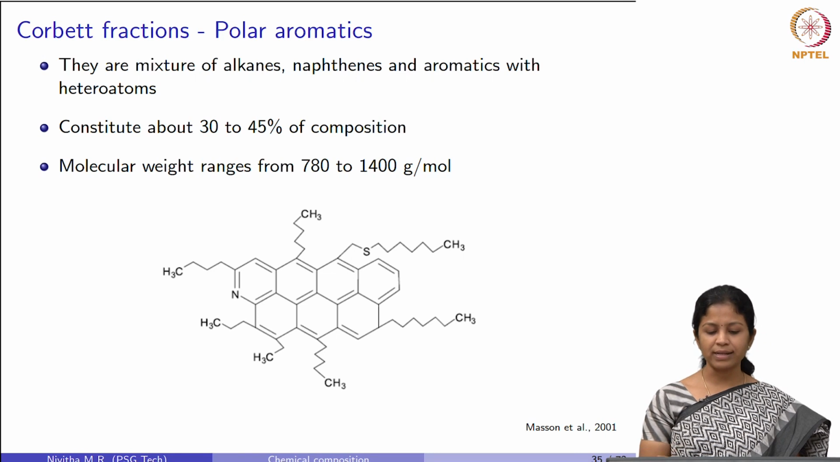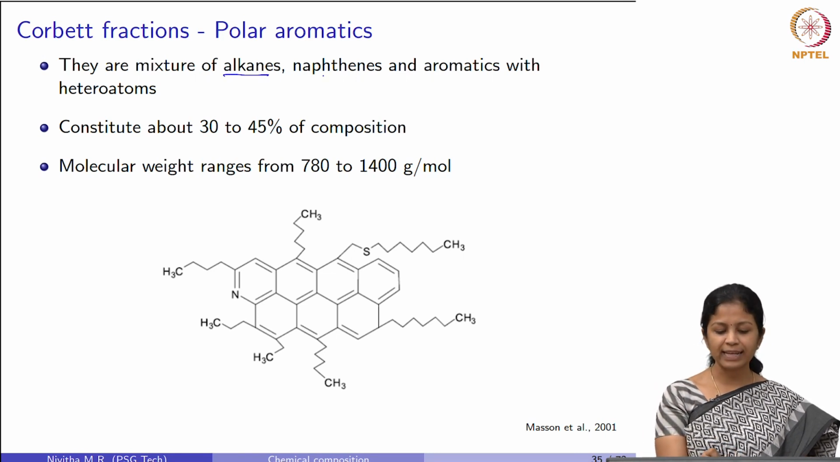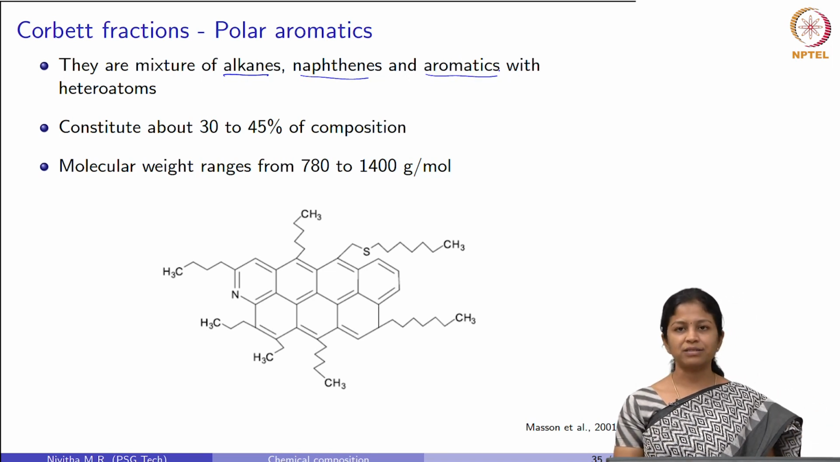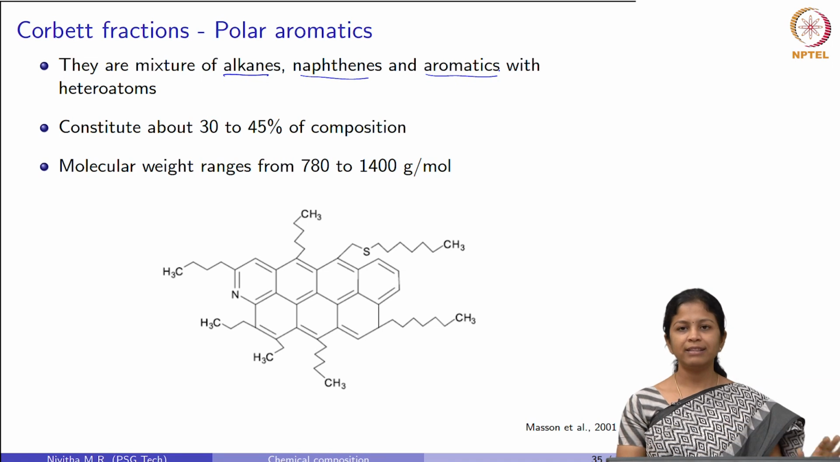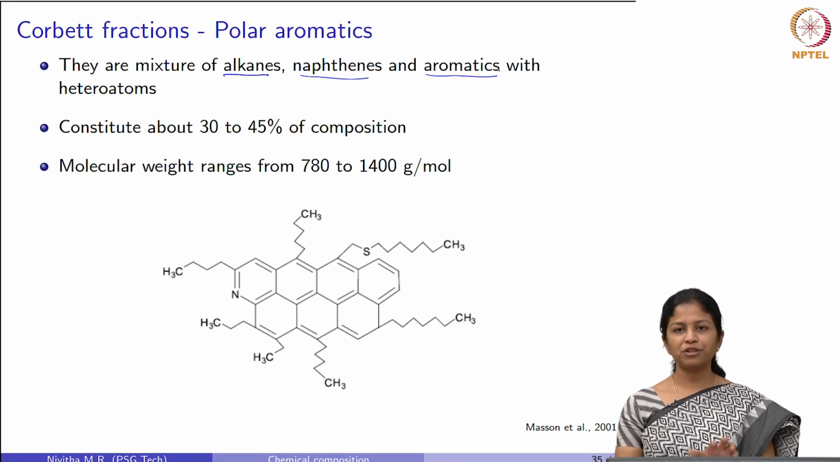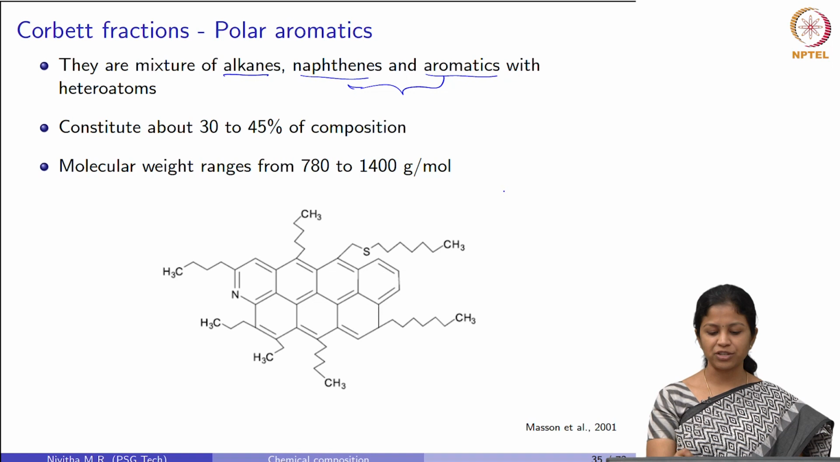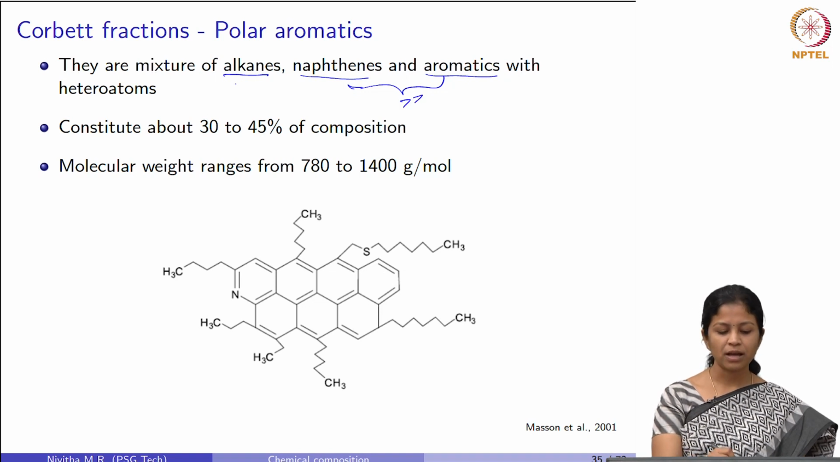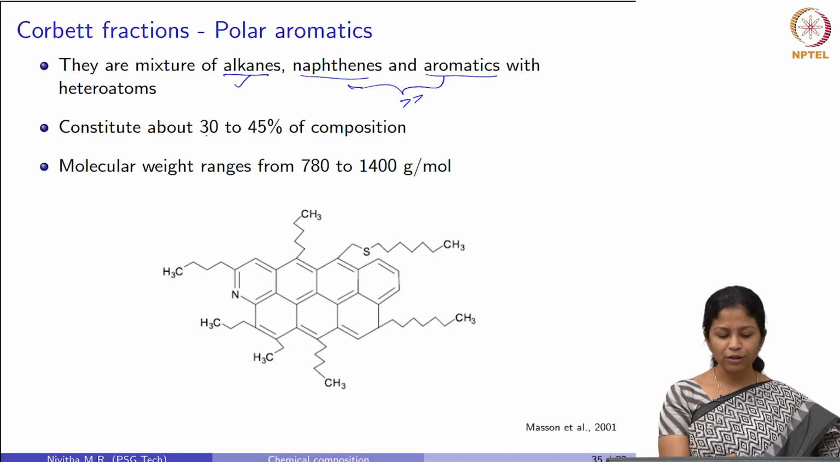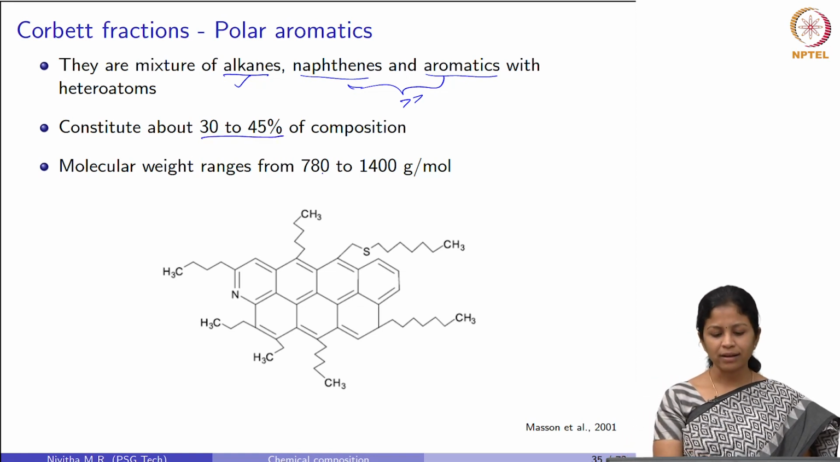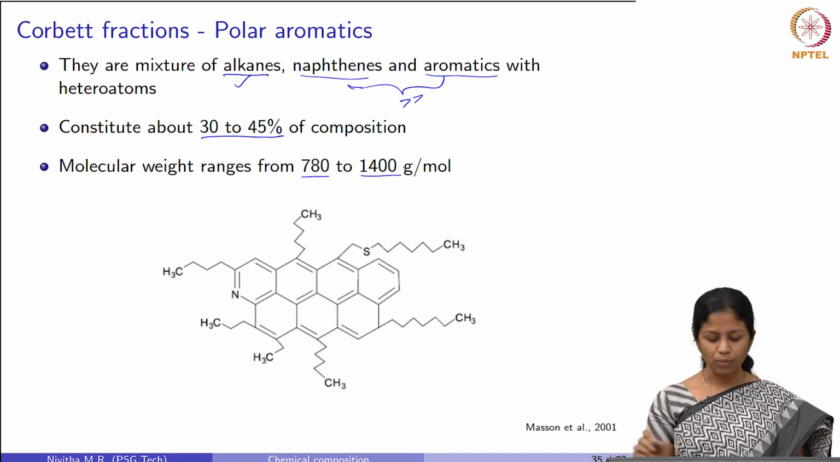These polar aromatics are again a mixture of alkanes, naphthenes and aromatics. Similar to the previous case. The previous case also we defined only these three. So, here also it is composed of these three compounds, but then the naphthenes and aromatics are present in higher percentages. So, this is present in higher percentage compared to alkanes, and they constitute about 30 to 45% of the composition. Again here the molecular weight ranges from 780 to 1400 gram per mole.